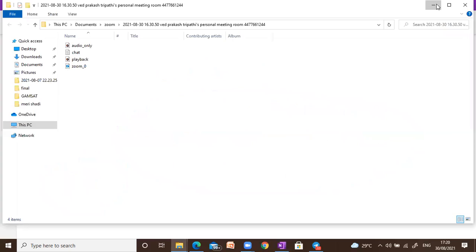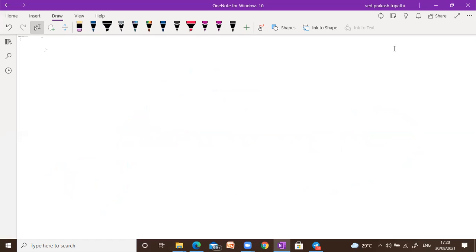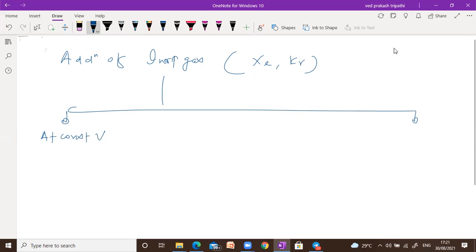Now we can move to the next effect: addition of inert gas. Inert gases like xenon, krypton. Here we have two conditions in the addition of inert gas. Condition number one is at constant volume, and the other is at constant pressure.